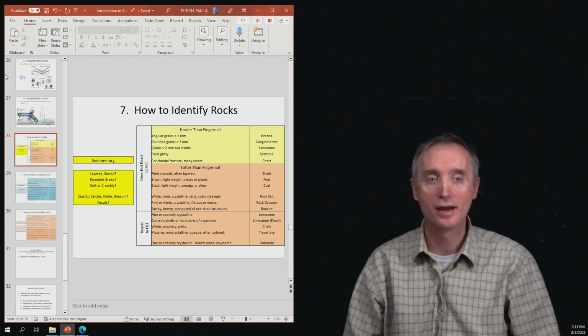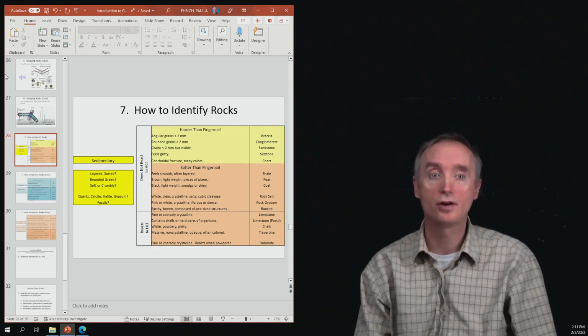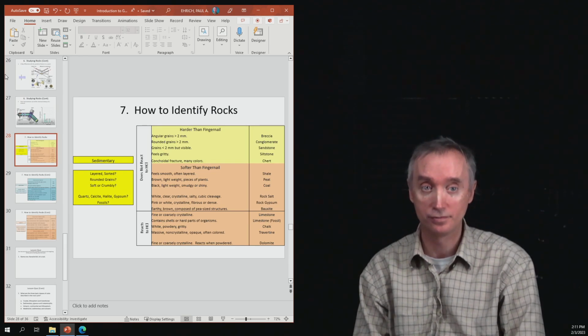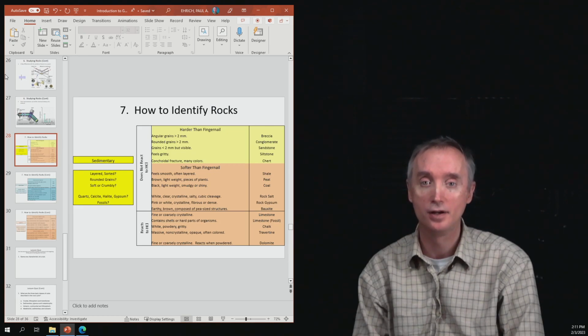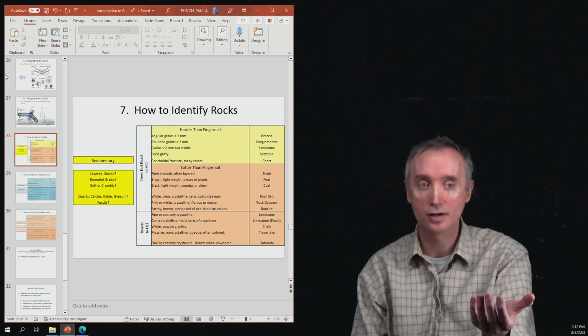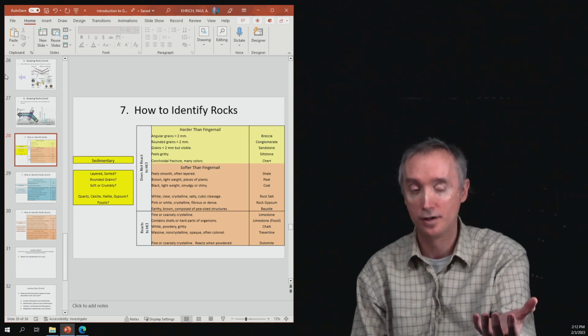Hello and welcome back. So in this final segment of this lesson, we want to talk about how can you identify rocks in the field. So I've got three charts here to show you, and the first chart is a sedimentary chart. So how can you tell, if you got this rock in your hand, whether it's a sedimentary rock, an igneous rock, or a metamorphic rock? So let's first talk about that.